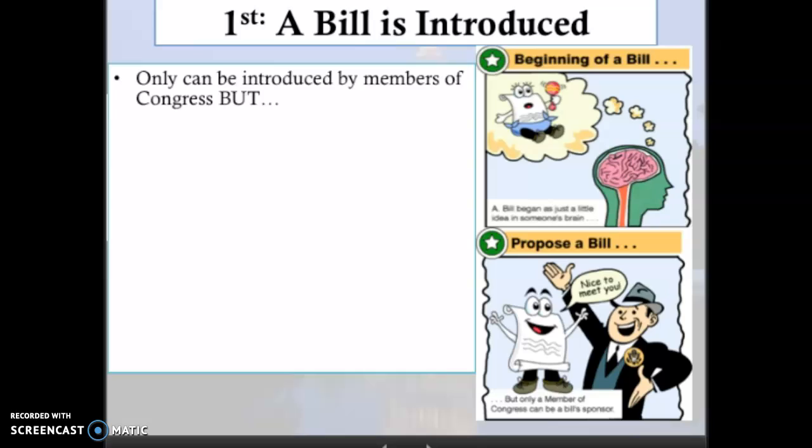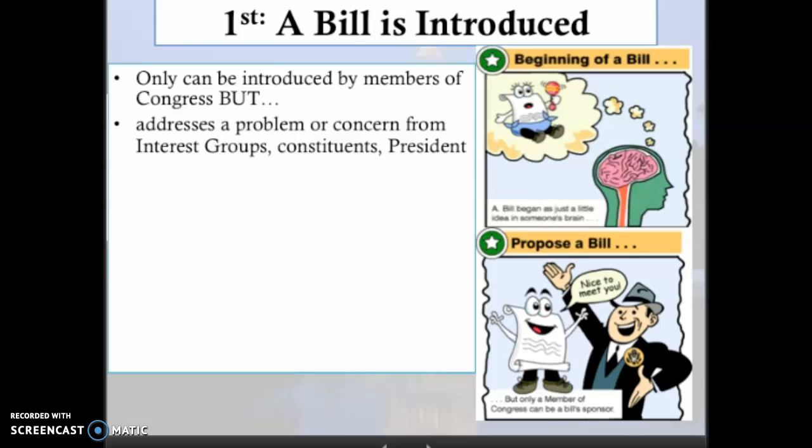Okay, so if you are a voter, if you are the president, if you are an interest group and you want there to be a piece of legislation about your issue or your concern, you have to find a member of Congress to sponsor that piece of legislation for you. The ideas of bills are to address a problem and concern from interest groups, constituents, or the president.